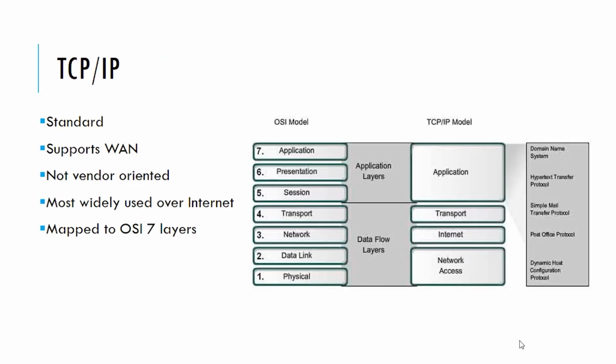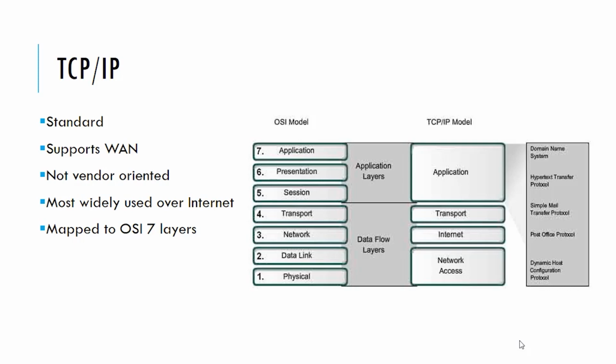TCP/IP stands for Transmission Control Protocol/Internet Protocol. It's a standard protocol. It supports WAN and supports transmitting data over routers. It is not vendor oriented, and this is a very big advantage in TCP/IP that makes it grow and develop and always be the standard protocol for transmission over the internet. Nowadays, TCP/IP is the most widely used protocol over the internet.